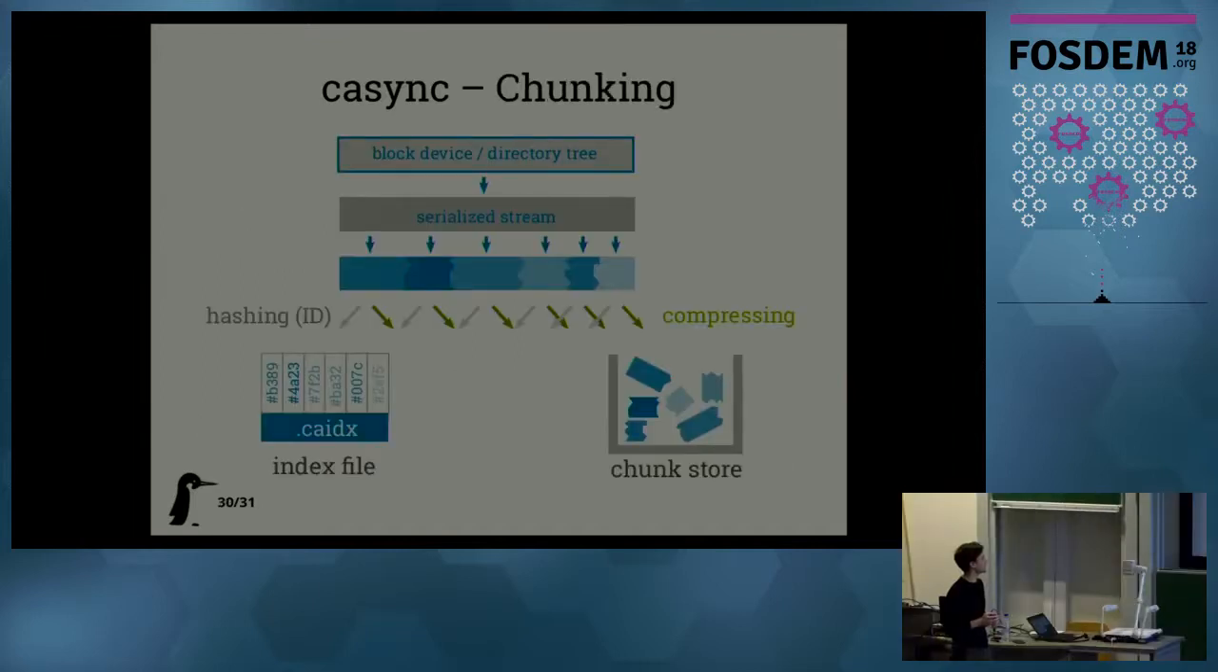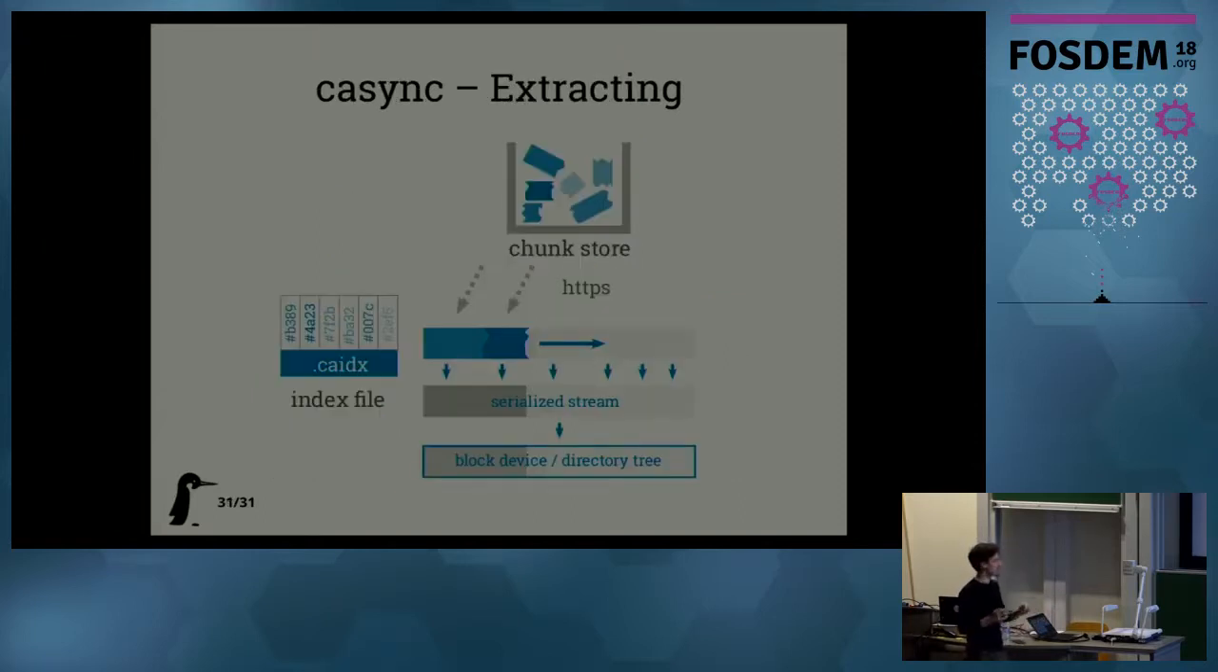casync is a chunking algorithm, basically. So you take your block device or a full directory tree, and casync creates a serialized stream of this, and then splits the stream into small chunks in a reproducible way, and in a way that you can later on compare chunks to similar images in a good way. Then it creates hashes of the different chunks and stores them sequentially in an index file, and all the chunk data itself it compresses and stores under the name of the hash in a chunk store. And now we can reverse it and extract it.